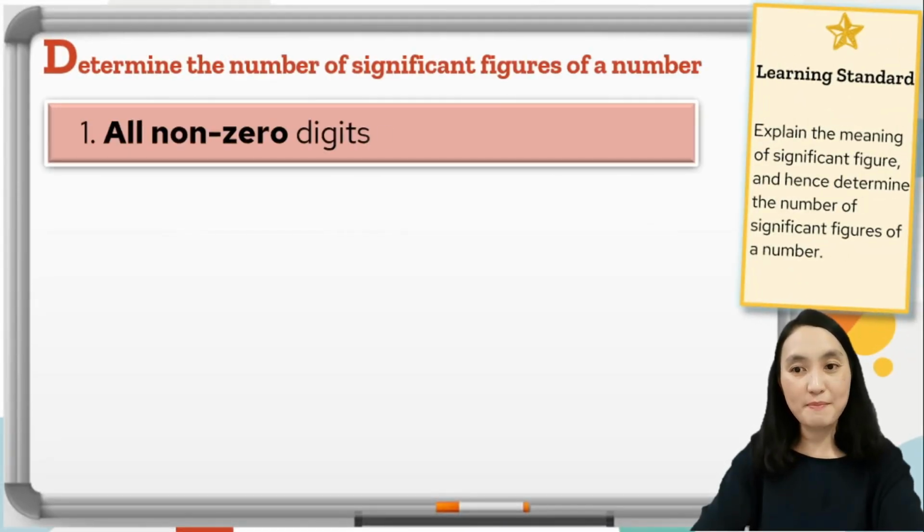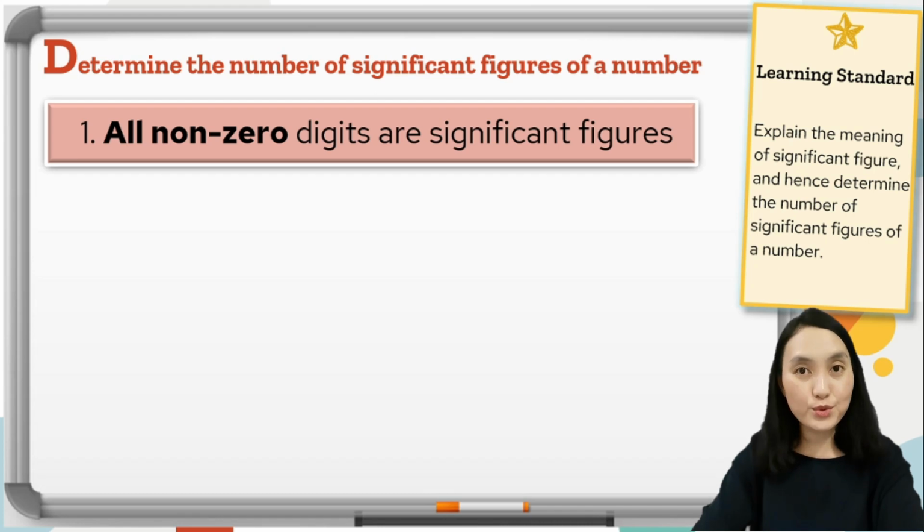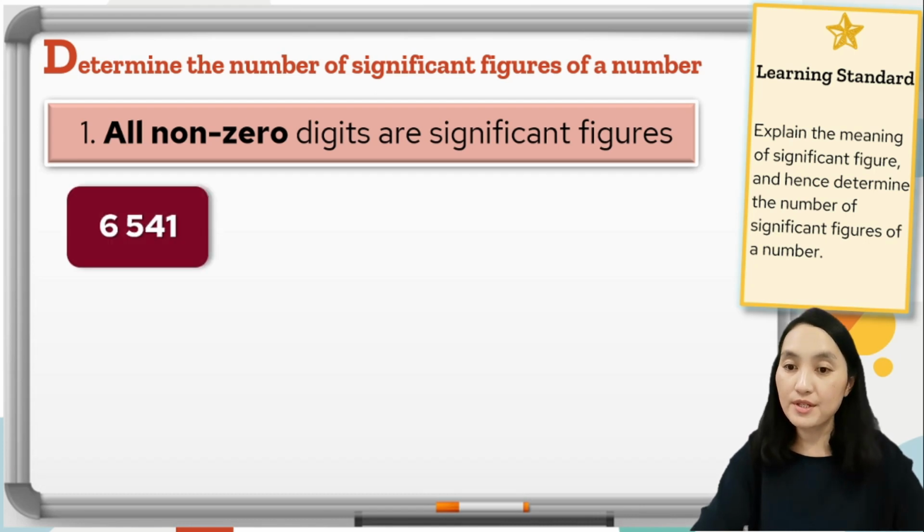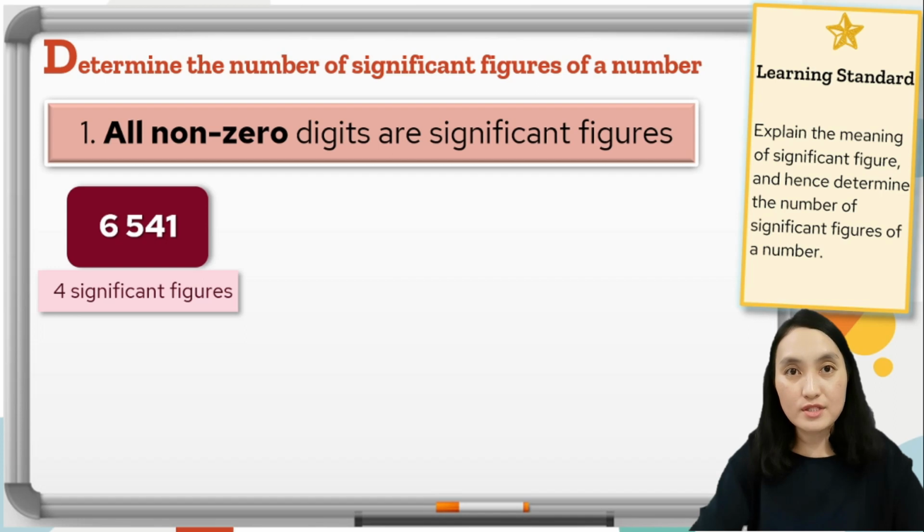Now we go to the second part of the lesson. Determine the number of significant figures of a number. There are a few rules. Rule number 1. All non-zero digits are significant figures. Look at this number, 6,541. There are 4 significant figures because all of the digits are non-zero digits.